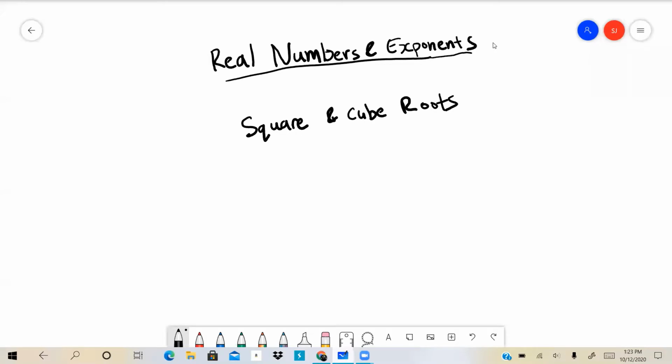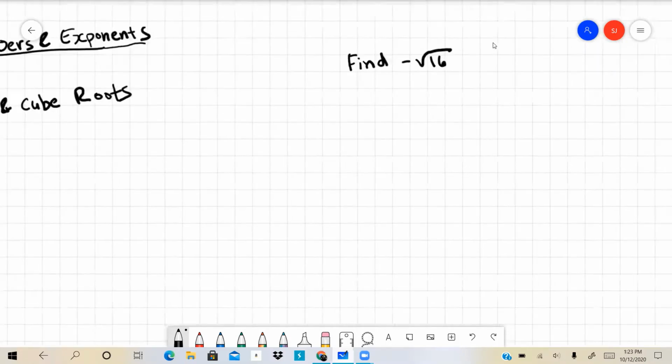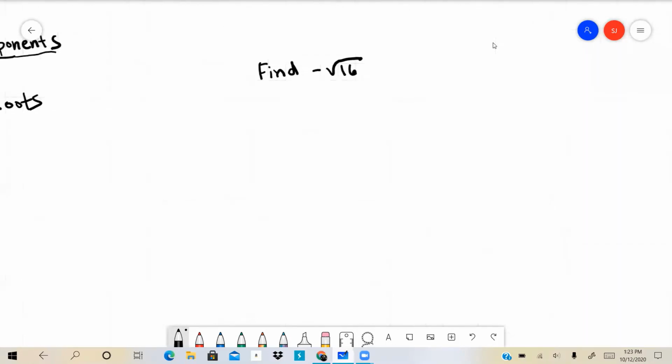Hello, today I will be doing real numbers and exponents, specifically square and cube roots. Alright, let's get started. So for this problem we have: find the square root of negative 16.